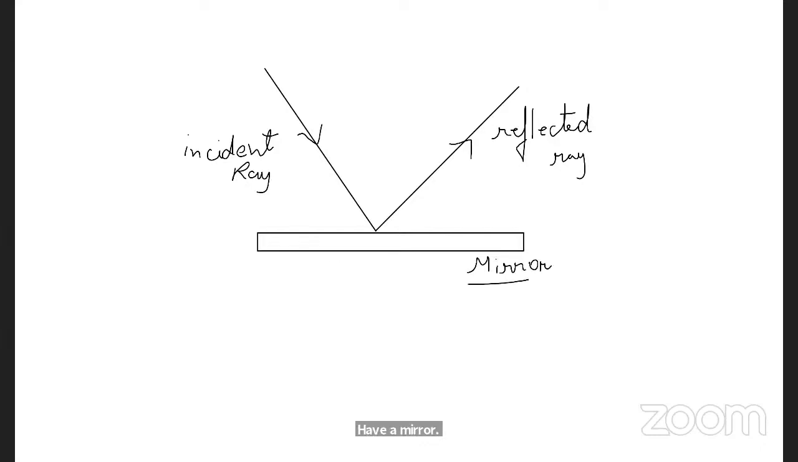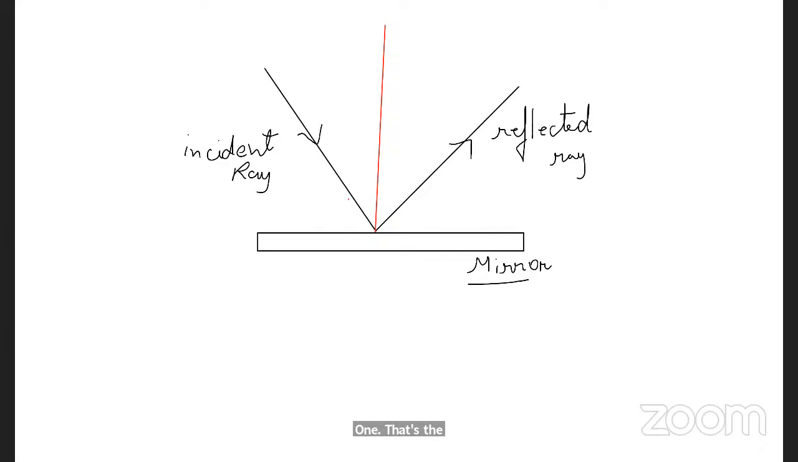Okay, the light is falling and then reflected, bounced. It is getting bounced back. That is reflection of light. Now there is one line in between these two that is perpendicular on the surface. And it makes two angles, one with the incident ray, one with the reflected ray.